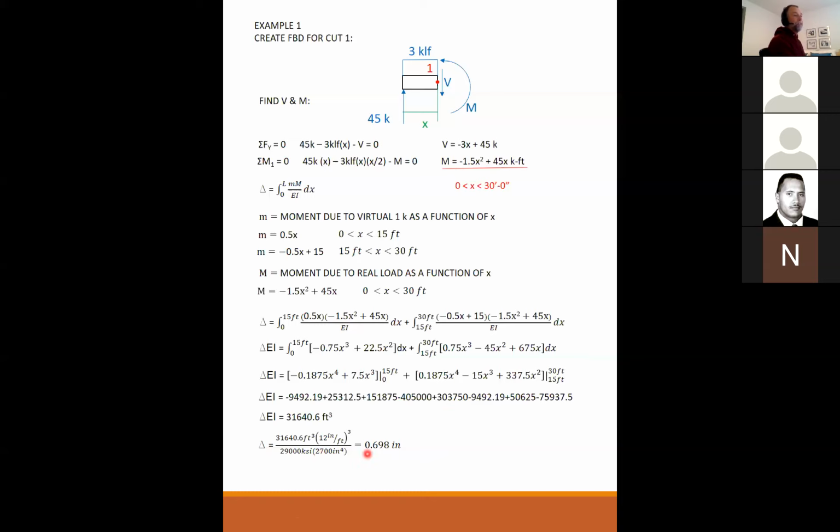What I'm mumbling to myself is that this unit right here, 31,600, should have kip feet to the third, so that when you divide by kips over inches squared, the kips will wash out and not be part of the final answer. And those kips came from these kip inch moments up here. Okay.